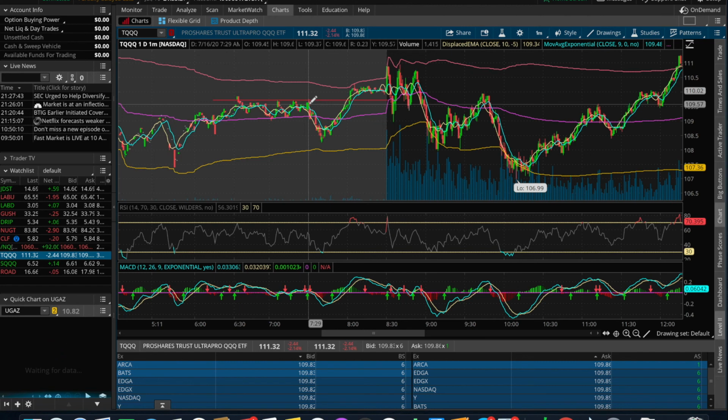But overall, hope this helped in understanding how to use the top, middle, and lower VWAP as a support and resistance indicator for yourself, as well as waiting for that 2 candlestick confirmation on the SMA and the VWAPs.